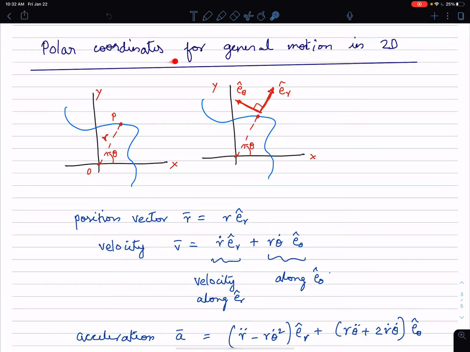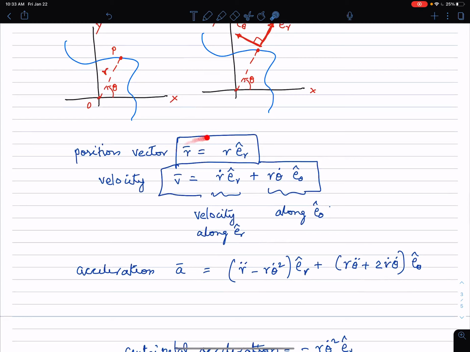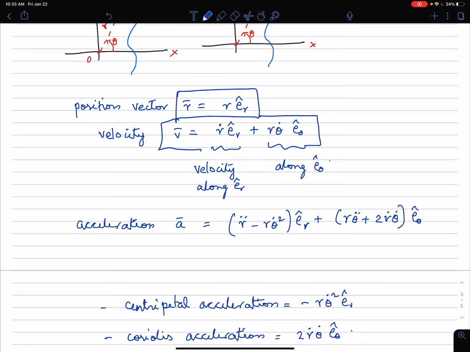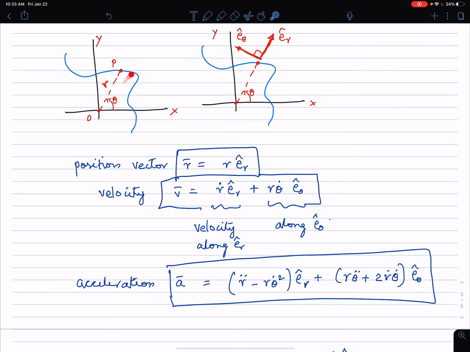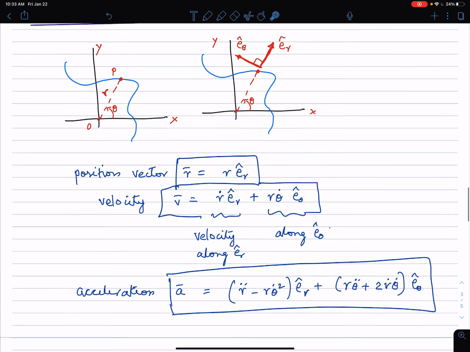So we just looked at polar coordinates, and these are key formulas. This is the formula for position vector, this is the formula for velocity vector, and of course here is the formula for the acceleration vector if you have the position of a point being described by polar coordinates. Okay.